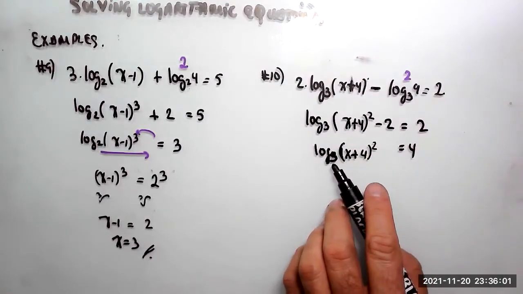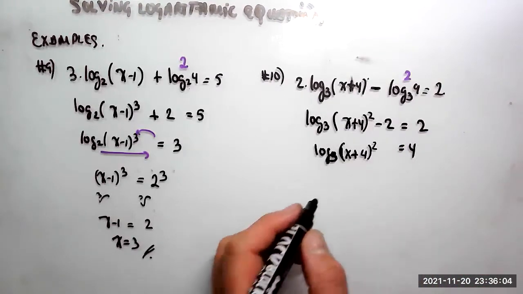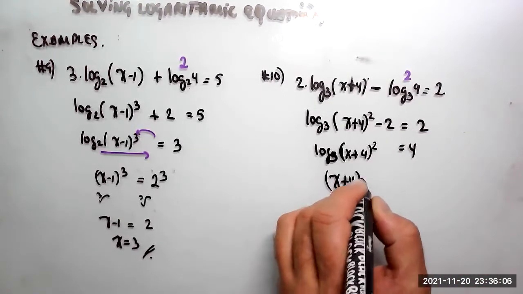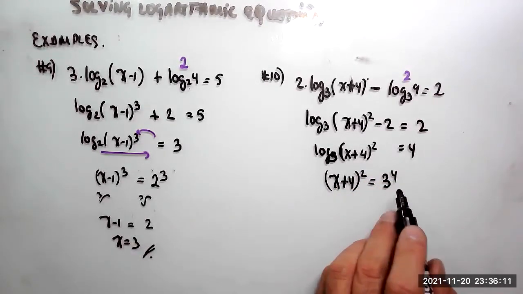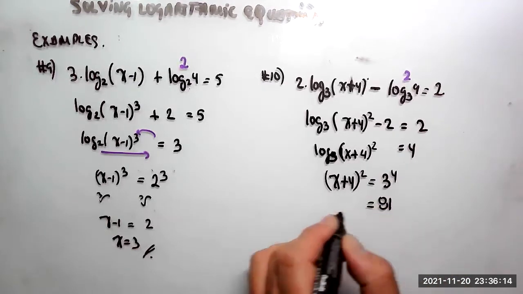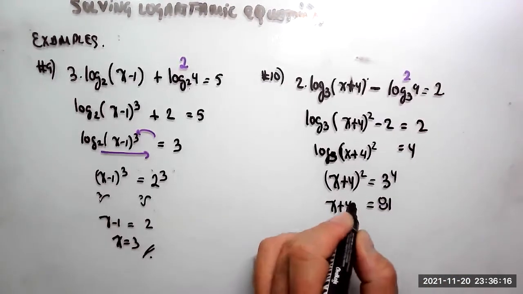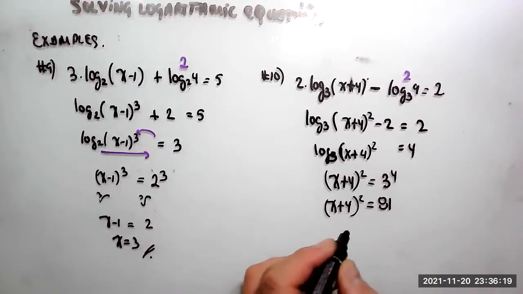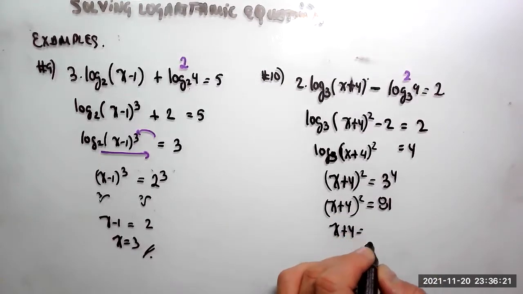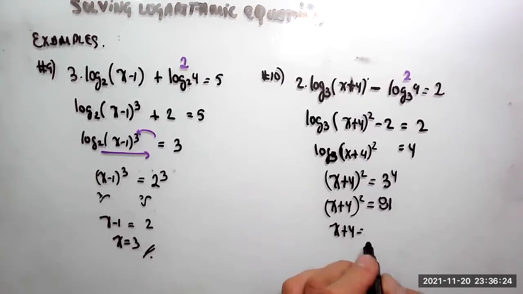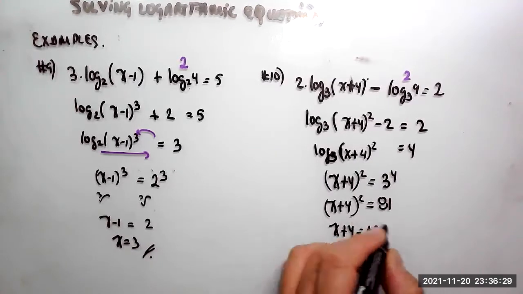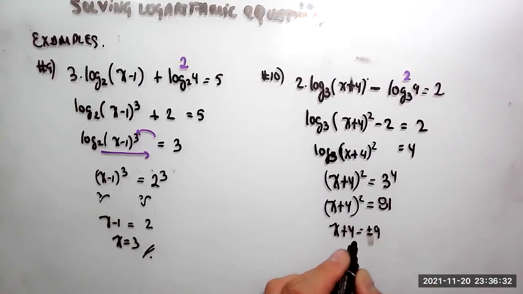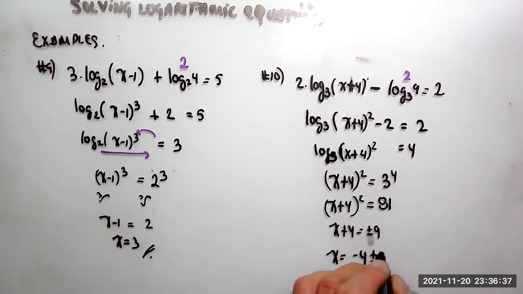Now what do we have? Base 3 raised to the 4 equals that. So x plus 4 squared equals 3 to the 4. Last time we checked, 3 to the 4 is 3 times 3, 9, and so that would be 81 equals x plus 4 squared. We take the square root. So x plus 4 could be plus or minus the square root of 81, so plus or minus 9. We subtract 4. So x equals negative 4 plus or minus 9.